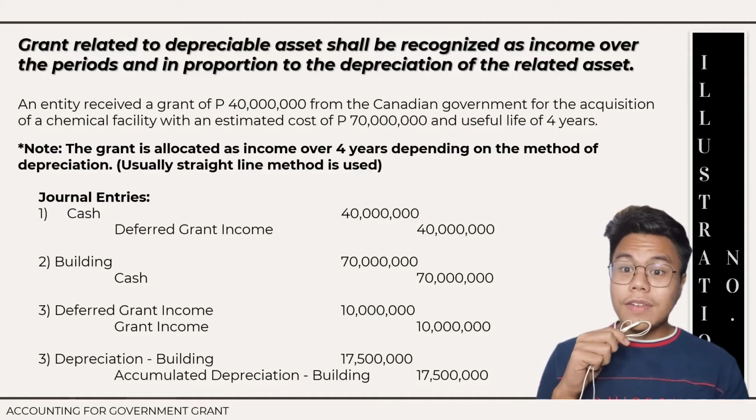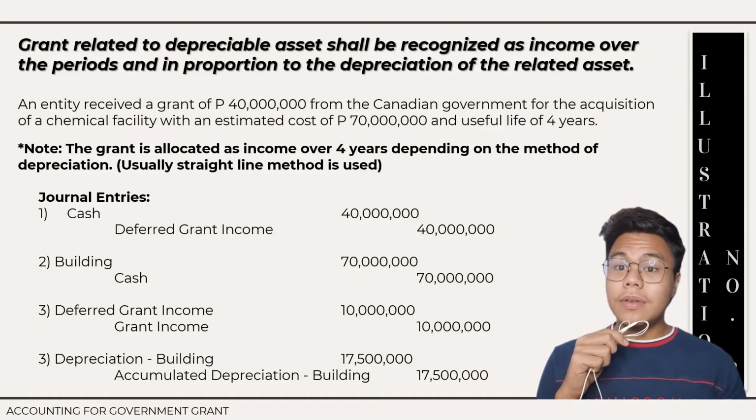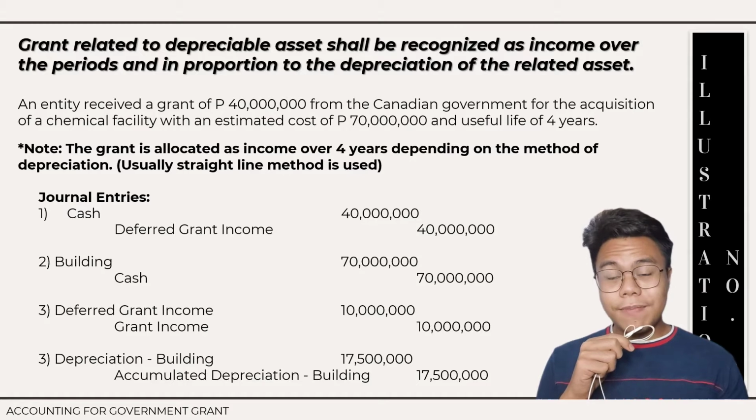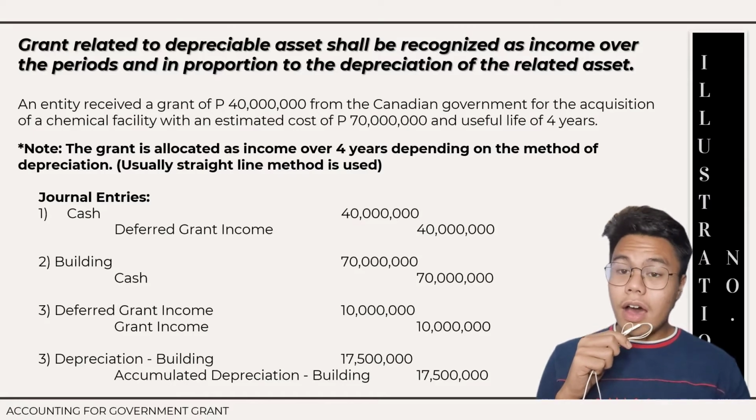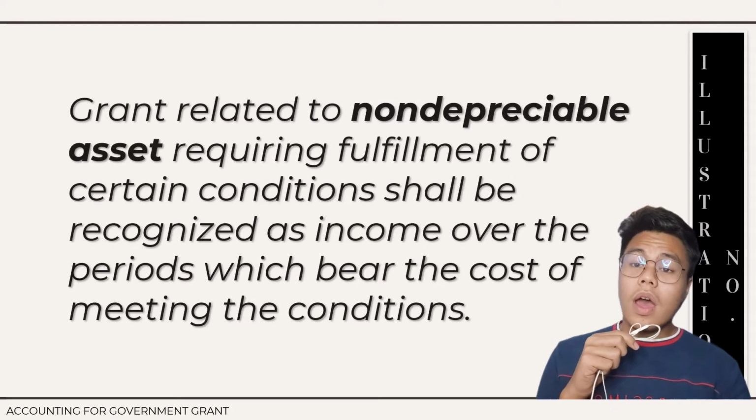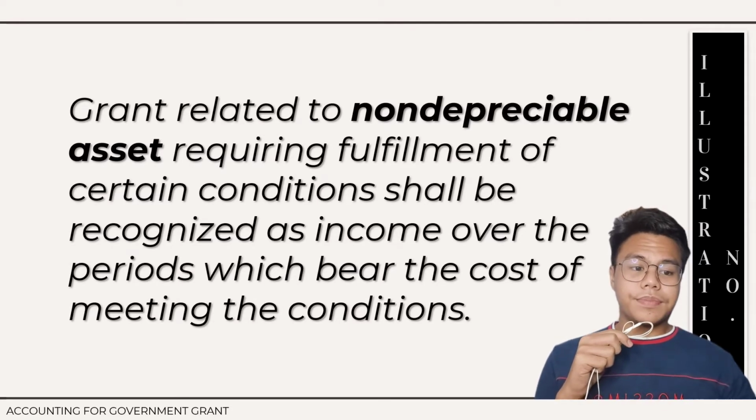So 70 million divided by 4, we have 17,500,000. So we would debit depreciation building and then credit accumulated depreciation building. That is how we record for a depreciable asset. Next, let's proceed to non-depreciable asset.